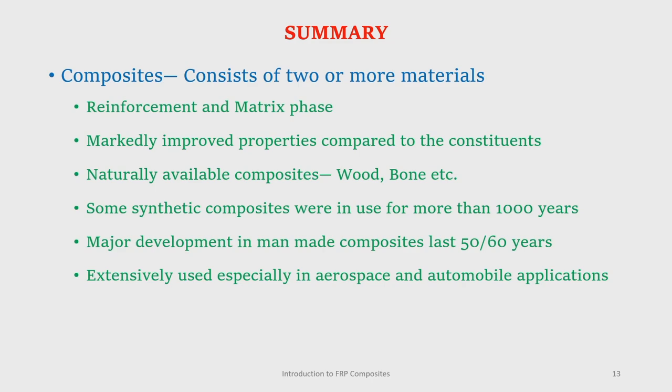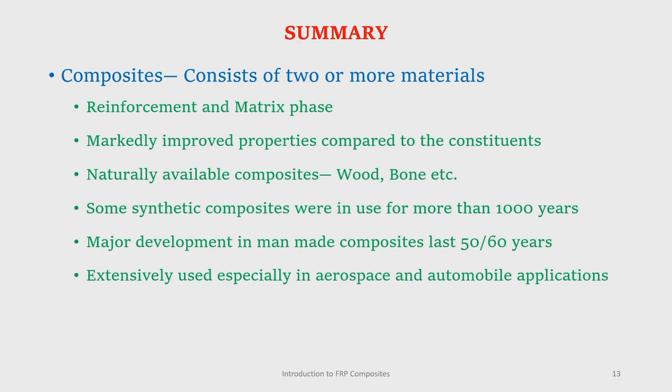Even though composite materials have been there for maybe the last 6 or 7 decades, the traces have been there since a long time. There are naturally available composites like wood, bone, etc. Even synthetic composites were in use for more than 1000 years, with traces in earlier civilizations. However, the major development of composites has come in the last 50-60 years, and these are extensively used for aerospace and automobile applications. Nowadays, of course, even daily use materials are made of composites.